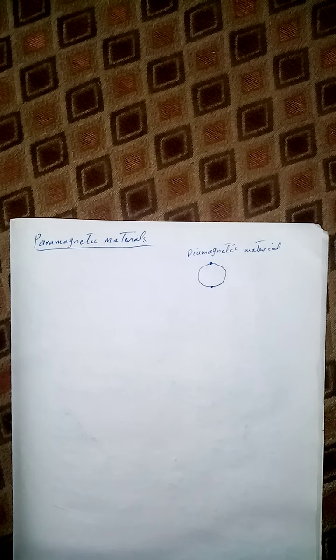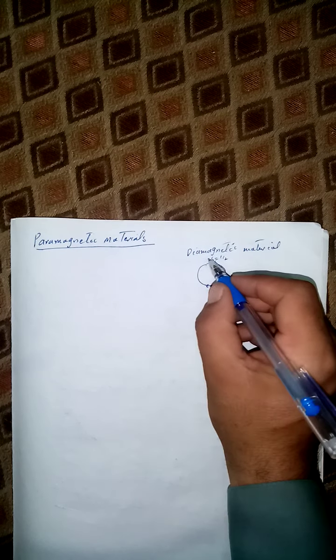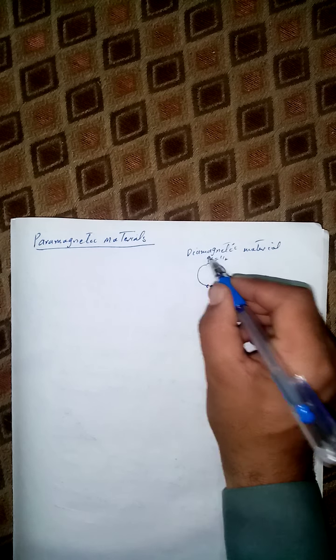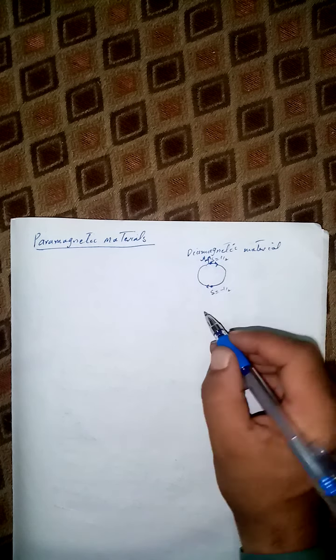If there are only two electrons, then one electron has a spin 1/2 and another has a spin -1/2. So one electron moves clockwise and another electron moves anti-clockwise. The clockwise electron will produce a diamagnetic moment mu m whose direction is upward, and the anti-clockwise electron produces a magnetic moment whose direction is downward.